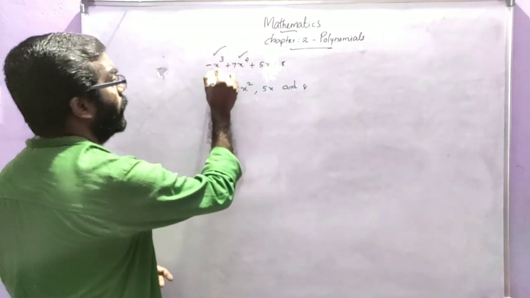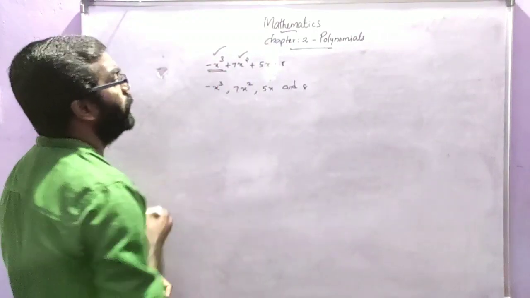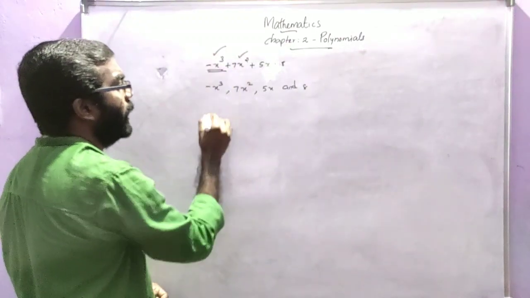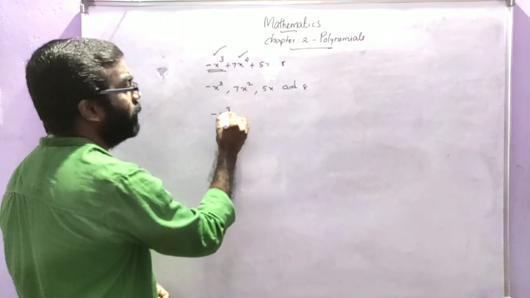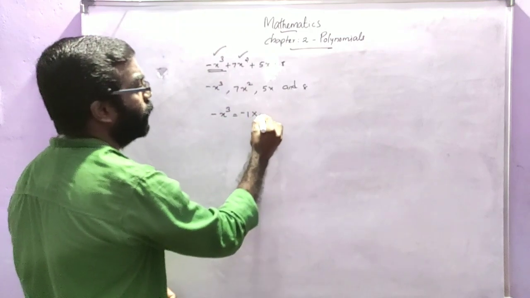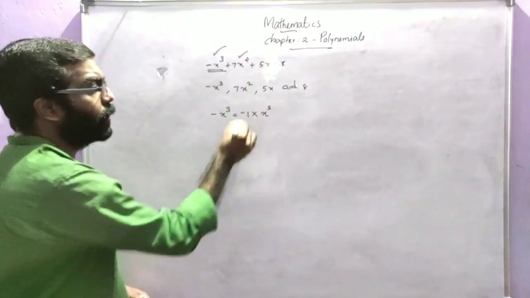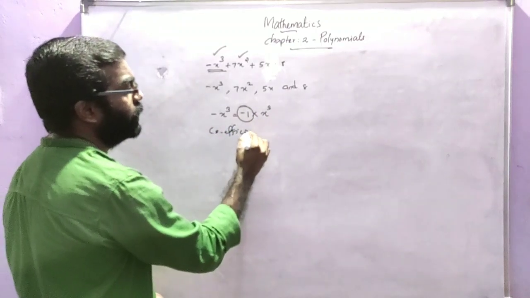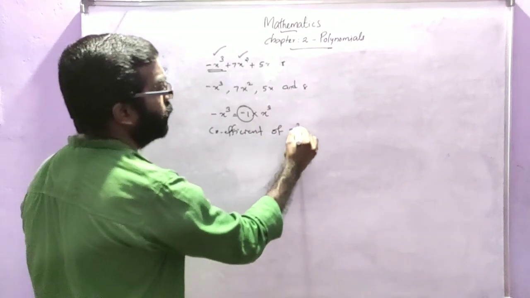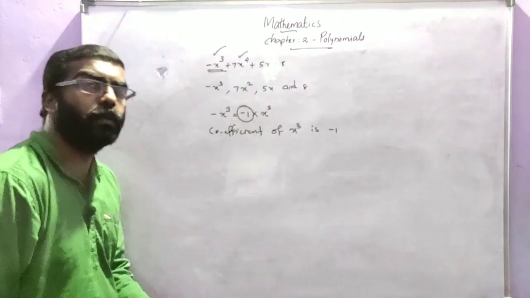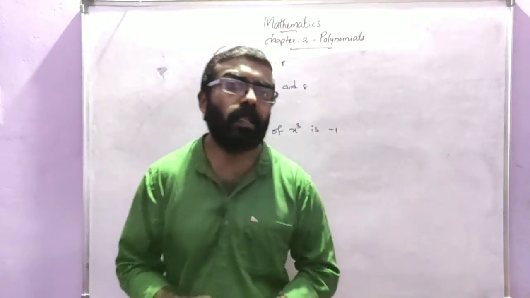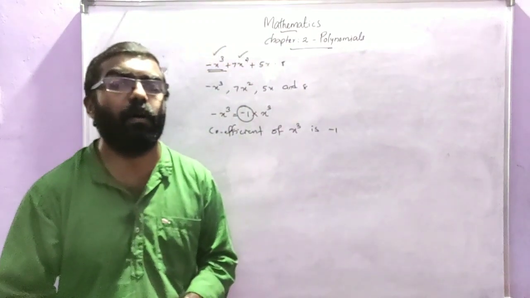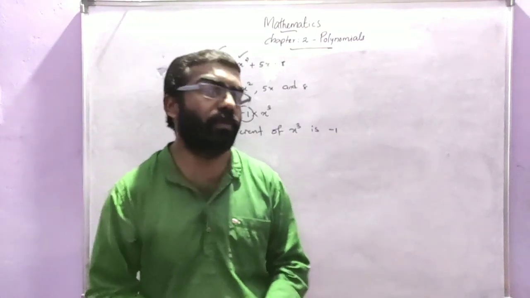Here look at the first term. Minus x cube is the first term, and what is the coefficient of minus x cube? It is minus 1. Minus x cube means minus 1 into x cube. So the coefficient of x cube is what? Minus 1. The coefficient means the constant which is multiplied together with the variable. Okay, that is what is called a coefficient.